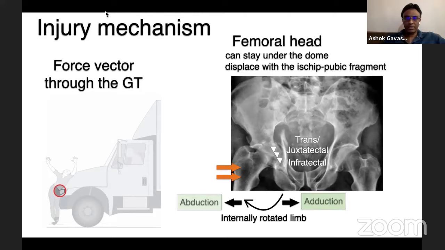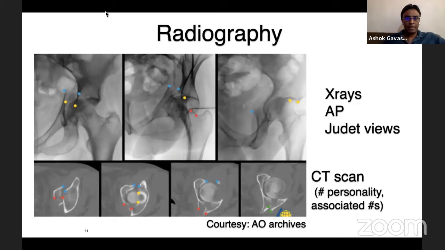How are these fractures assessed by routine radiography? AP and Judet views have to be taken. Judet views will tell you where exactly the fracture is exiting at the column so that you can plan your approach. It will also tell you where the displacements are more. To assess finer details, CT scans are extremely useful.